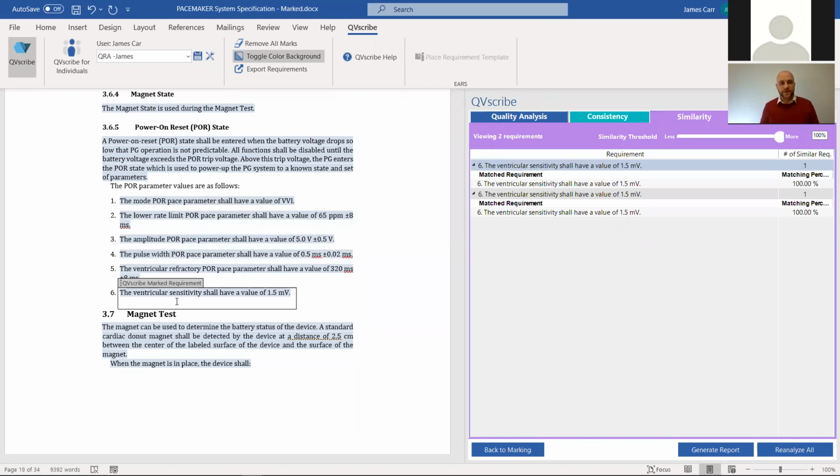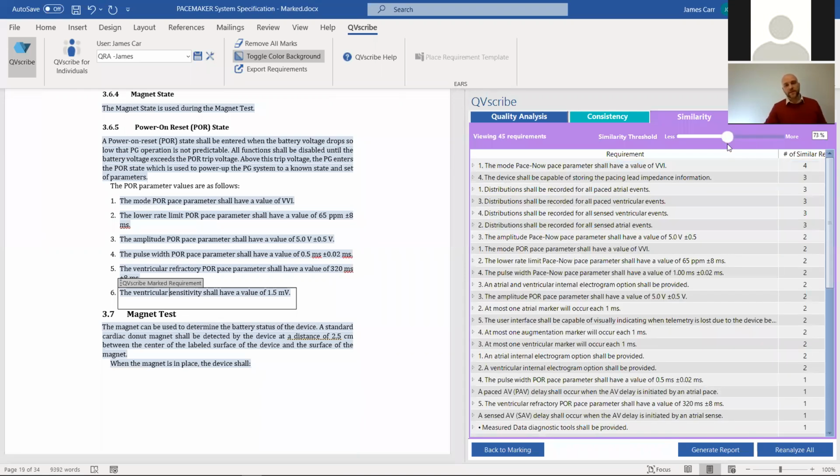Again, that also helps when you're getting into more advanced use of these requirements and reusing requirements. So I can actually update this on the spot to show the difference between them. So while in power on reset state, the ventricular sensitivity shall have a value of... So I can update that. But it's not just good for checking requirements that are exactly the same. I can also go through and see requirements that maybe are not an exact match, but have similar content in them.